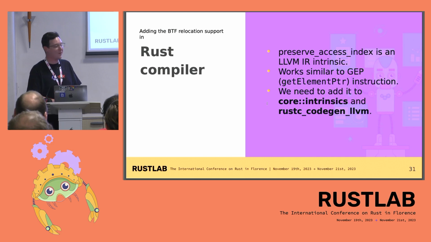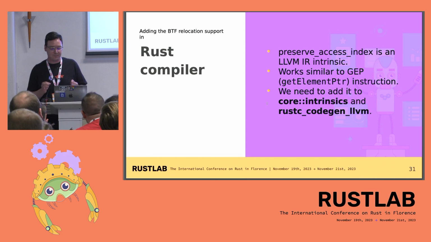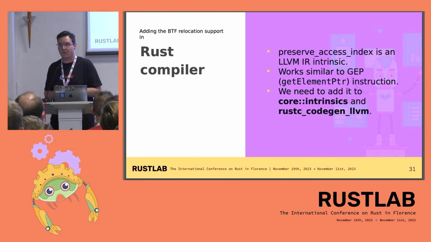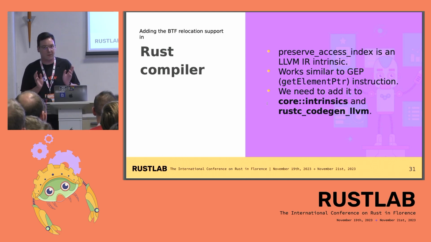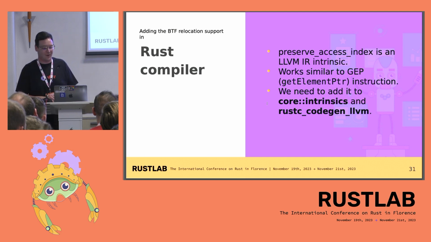And then the second stage will be providing preserve access index, and that will require, first of all, calling the LLVM intrinsic in the rustc codegen LLVM, and then adding it to Rust core intrinsics. So two subcrates of the Rust compiler are going to be affected by this change.